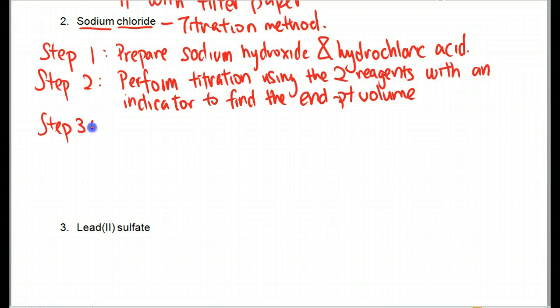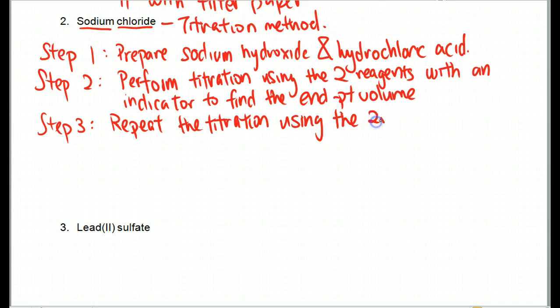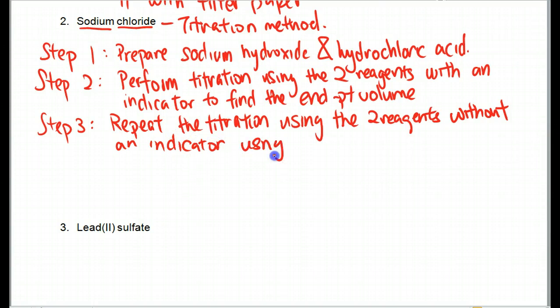Once the endpoint volume is determined, what we're going to do is repeat the titration, using the two reagents again, without an indicator, using the endpoint volume. This is step 3.